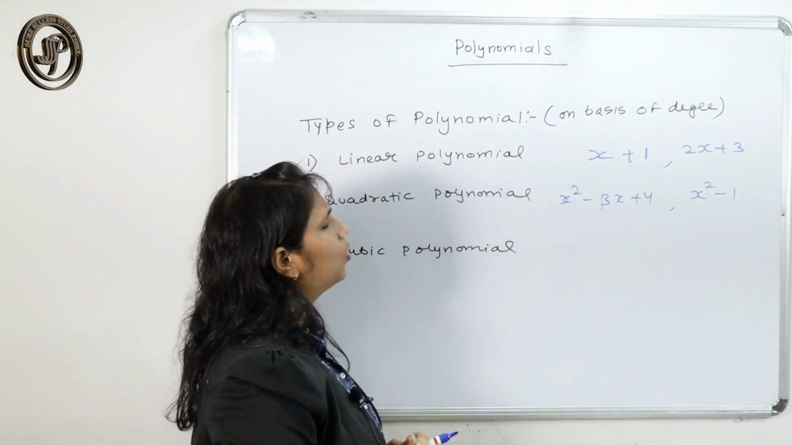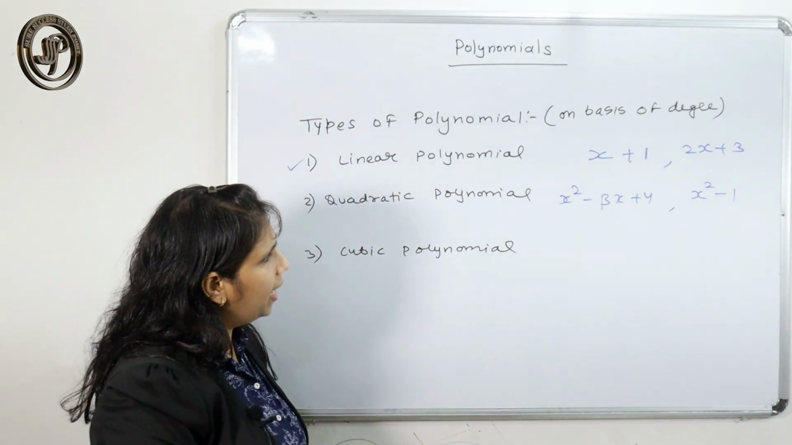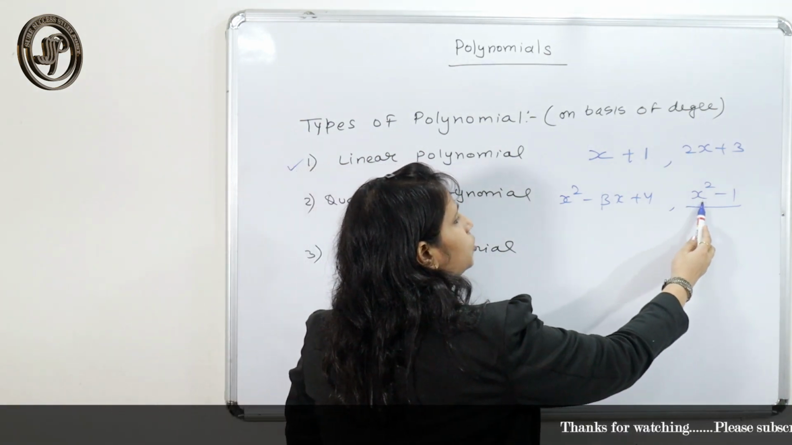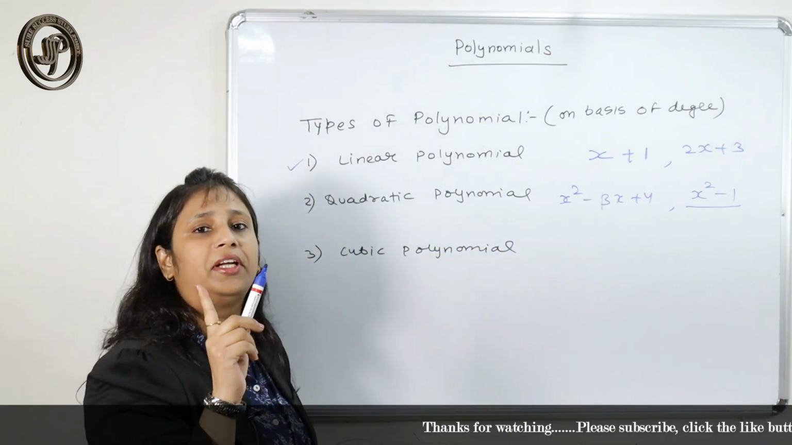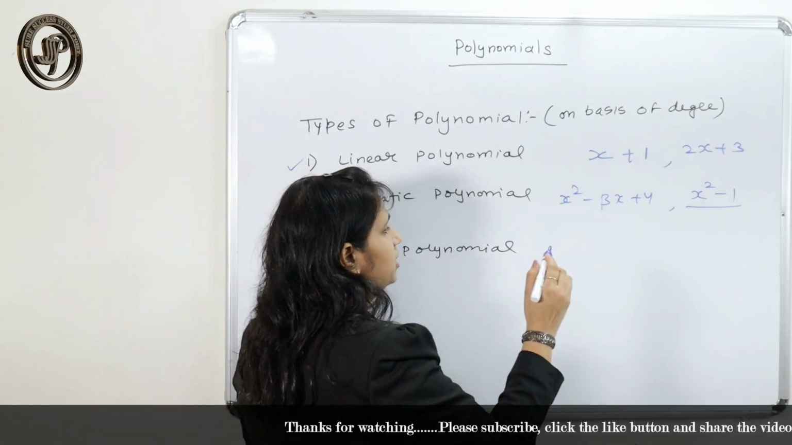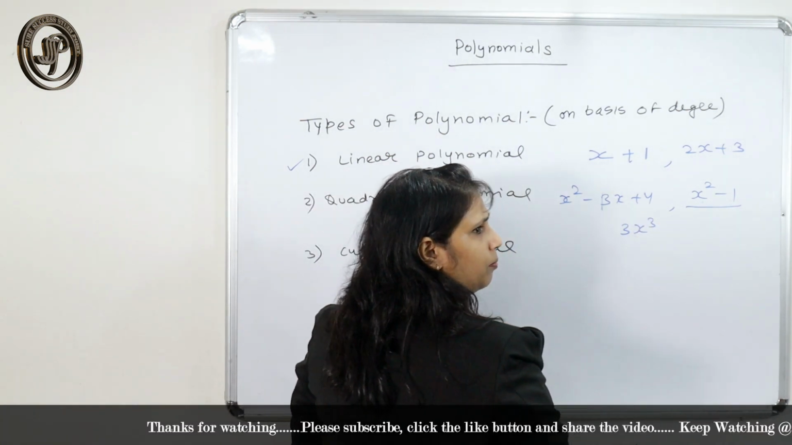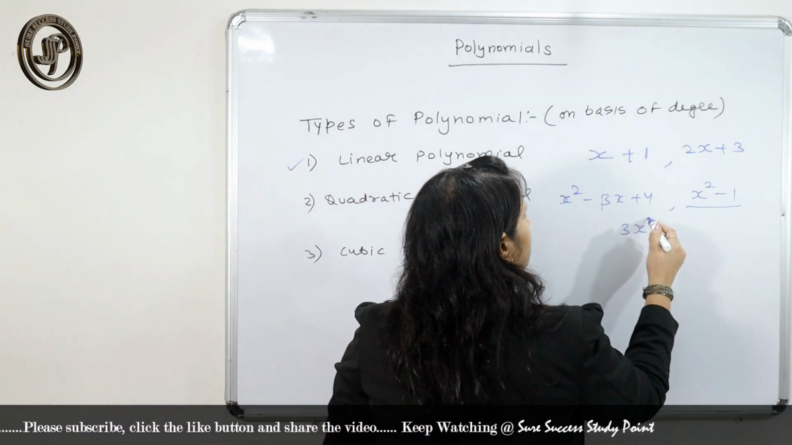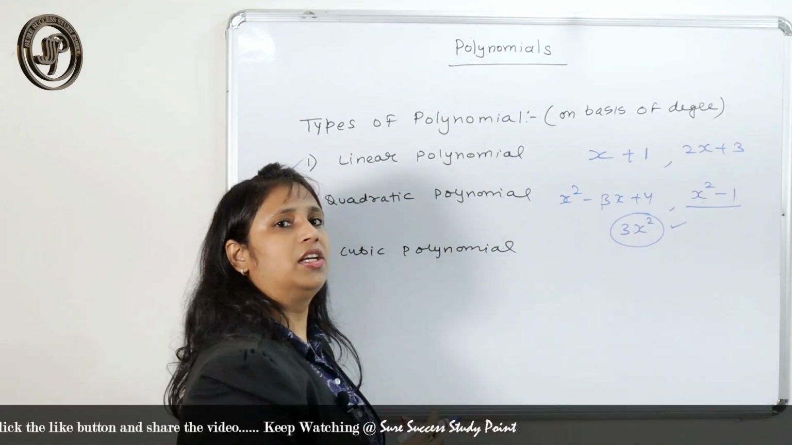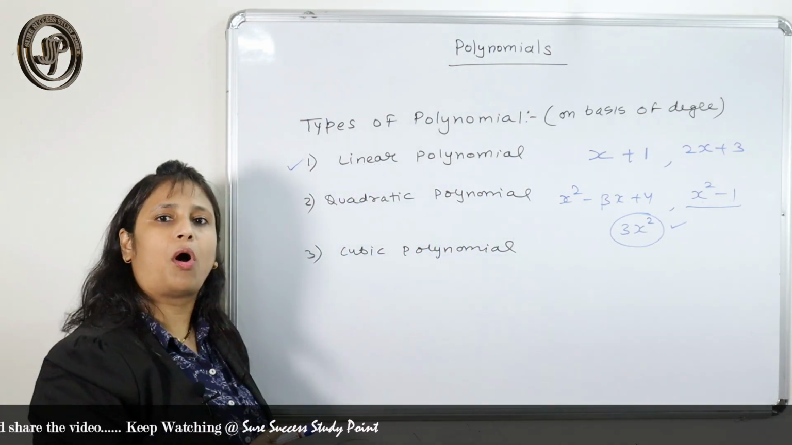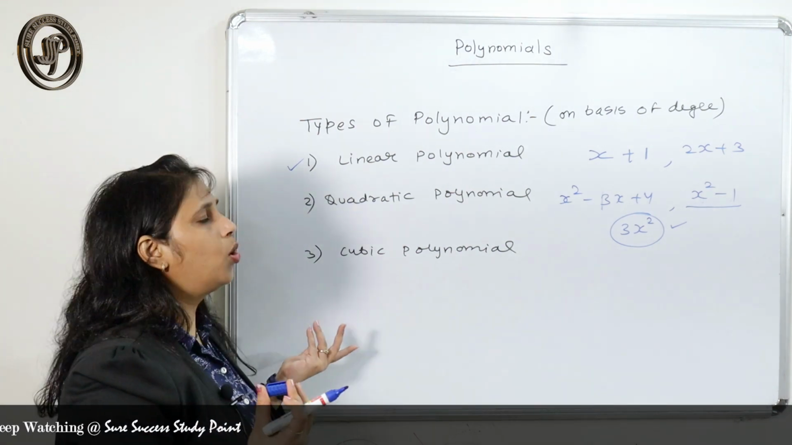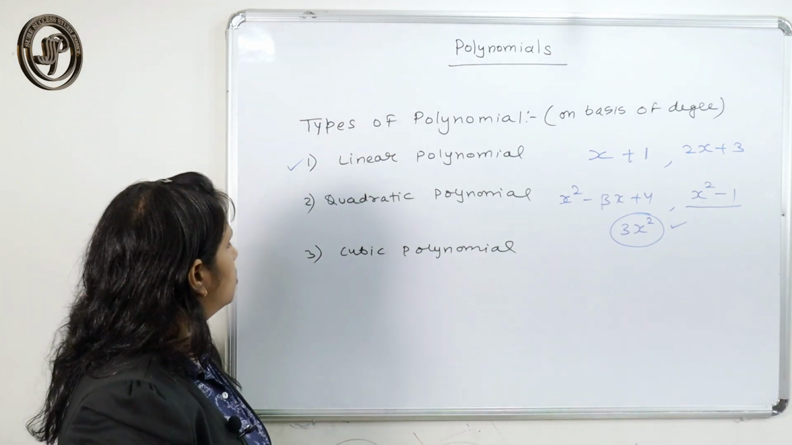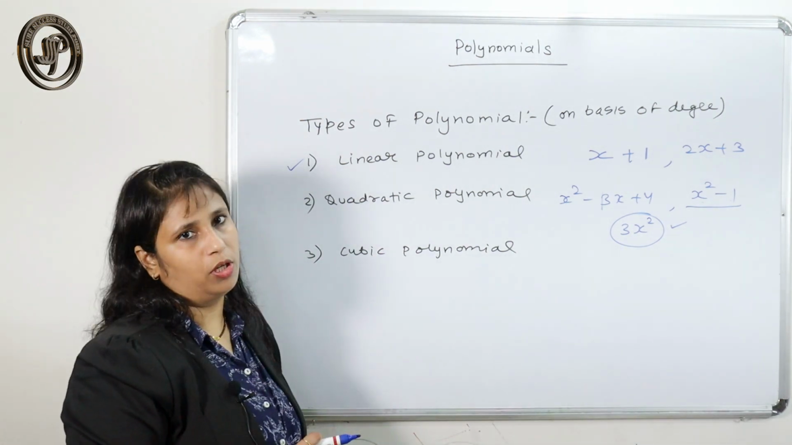Is this a quadratic polynomial? Yes, it is a quadratic polynomial, because although it has 2 terms, its degree is 2. So it doesn't matter if it has only 1 term. If it has only 1 term, but the degree is 2, then it is called quadratic polynomial. 3x square alone is itself called quadratic polynomial. And the next is cubic polynomial.